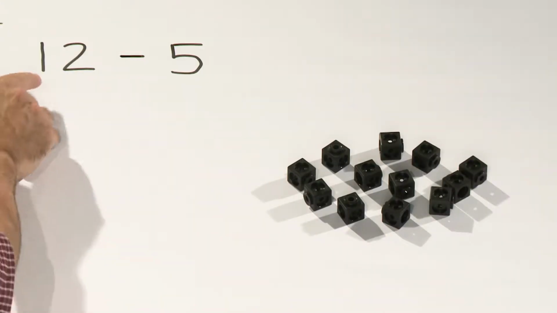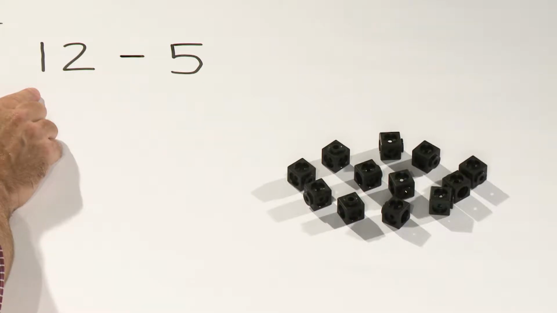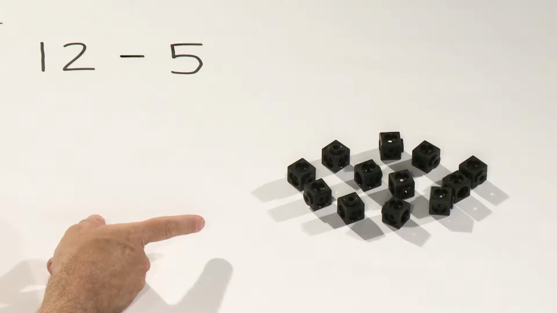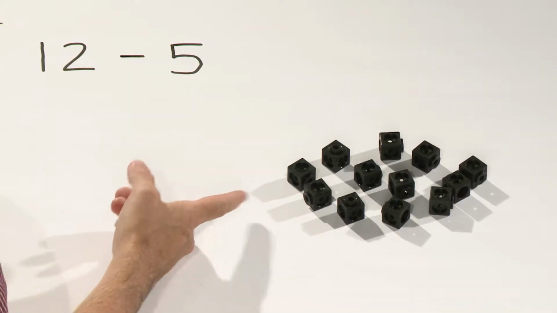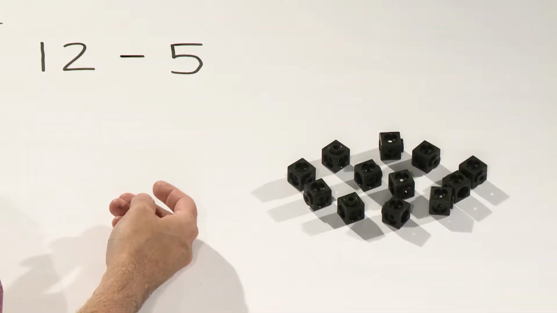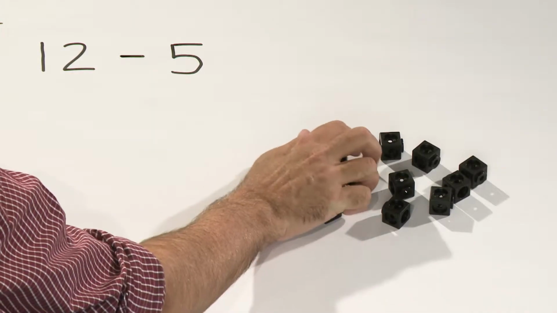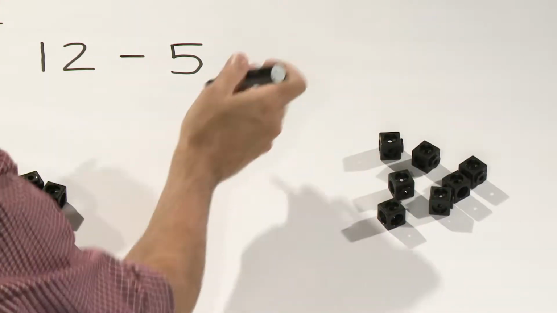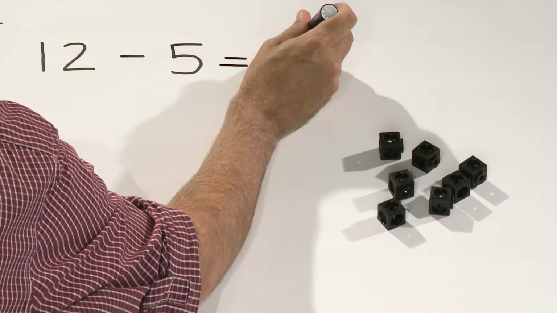Let's take a look at a takeaway problem that a first grader might work with. Let's say I bought a case of 12 bottles of water, and I drank 5 of the bottles of water. I can use blocks to model that situation. These 12 blocks represent the 12 bottles of water I began with. I can show that I drank 5 of the bottles of water by taking away 5 of the blocks. I can figure out how many bottles of water I have left by counting the remaining blocks. And I can see that 12 minus 5 is 7.